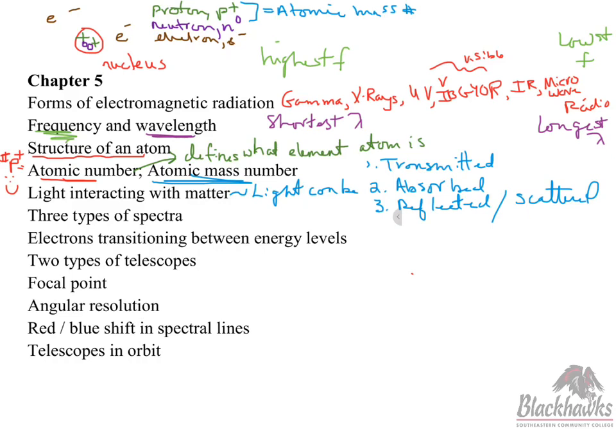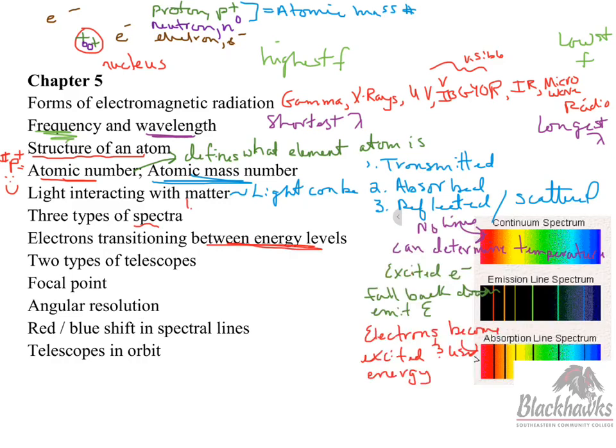And then I brought in a picture from the internet to talk about the 3 types of spectra, from the top down. There's continuous, emission line, and absorption line. A continuous spectrum has no lines. Emission line has bright lines on a dark background, and absorption line is the rainbow where you see the dark lines.